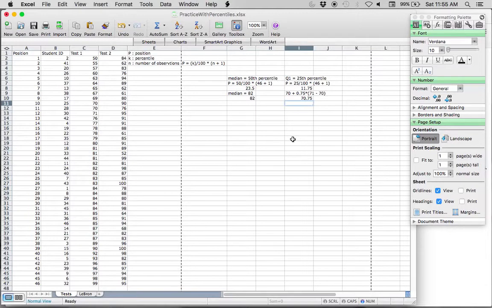Now you might say, okay, that's kind of easy because they're only one away from each other, so 0.75 of that is just 0.75, so just add 0.75 to 70. But you might get data sets where there's a large difference between the 11th and 12th position. So using this formula will get you there. It might be a little easier than doing it in your head, but in this case, your head would have been fine.